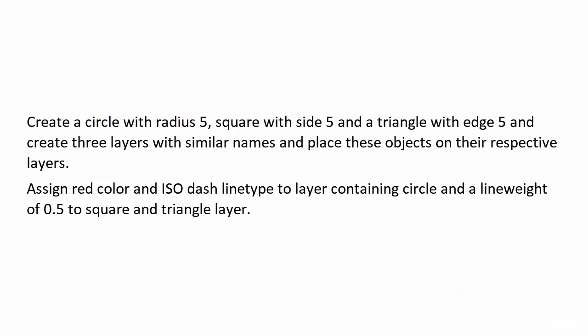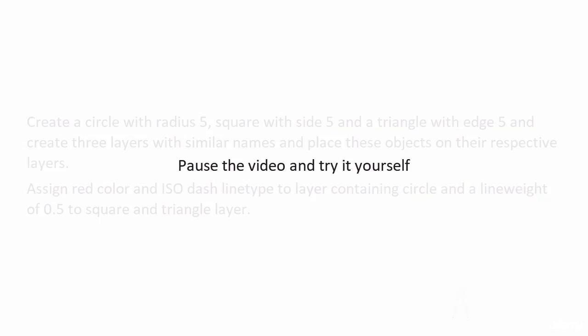Now assign a red color and ISO dash line type to the layer which contains the circle, and a line weight of 0.5 to the layers which contain the square and triangle.